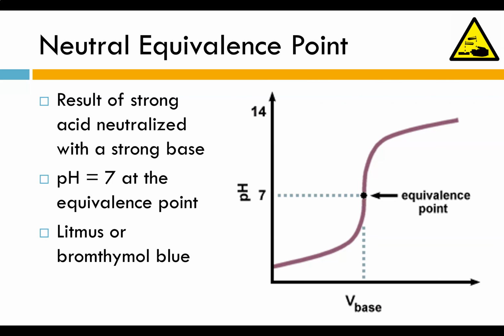Hopefully as you look, you see that litmus or bromthymol blue would be reasonable indicators. Both of them are one color in an acid and another color in a base. I would argue that bromthymol blue is a better choice just because it has a narrower range. Litmus is great for testing, is this acidic or basic? It's a little sloppy for a titration.